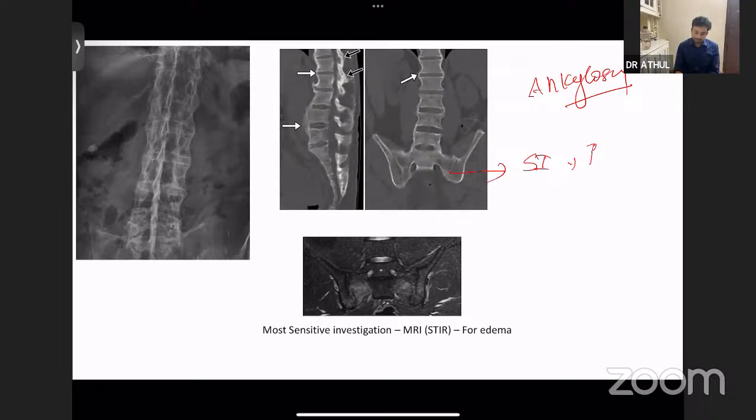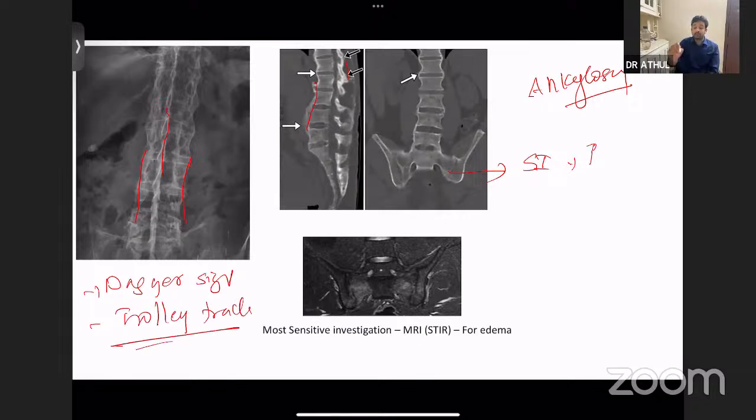Everything will become calcified. There is calcification of the anterior longitudinal ligament, the posterior longitudinal ligament, and the interspinous ligament, giving the classical dagger sign. If you are able to see calcifications here and here, then it is known as the trolley track sign. So ankylosing spondylitis is very, very important.